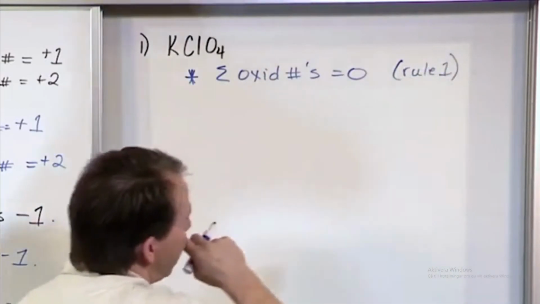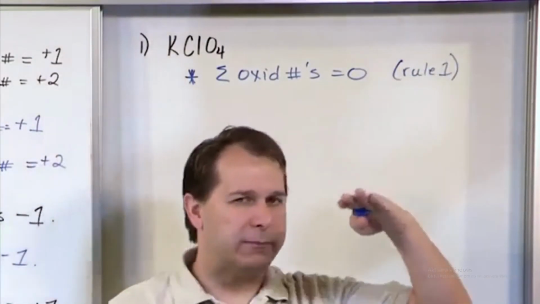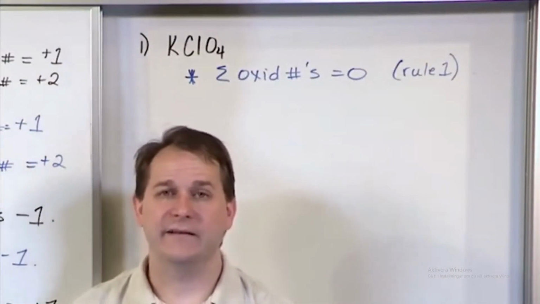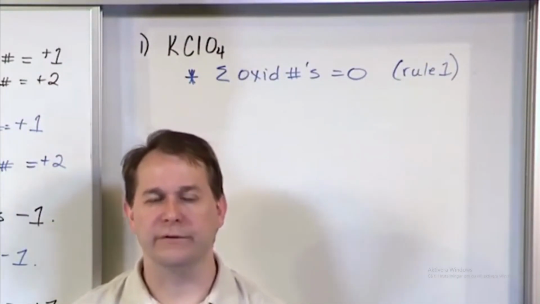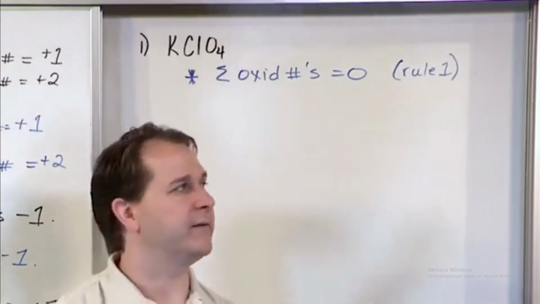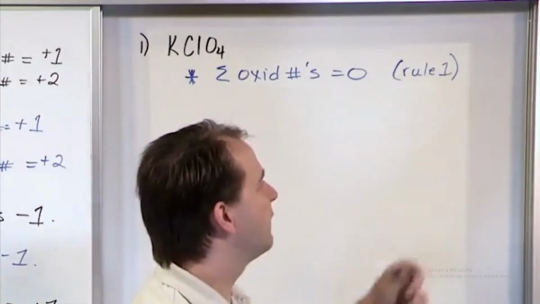This is not something you have to do, but I'm going to write down what I'm doing, and I'm going to put the rule that I'm using, so that if you're on a test and the teacher sees that you know what rules you're using, then you can get some partial credit if you don't get the final answer correct. All right, so I like to do that. Plus, it also reminds me of what I'm doing.